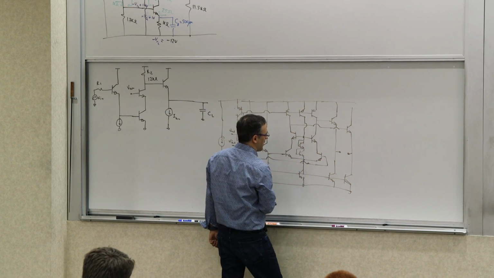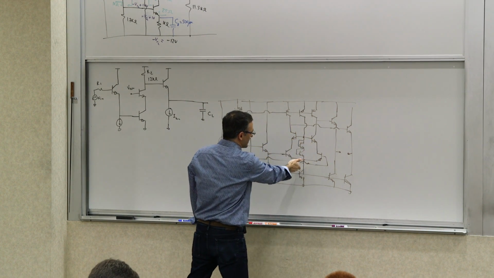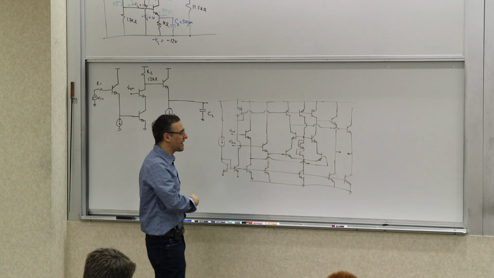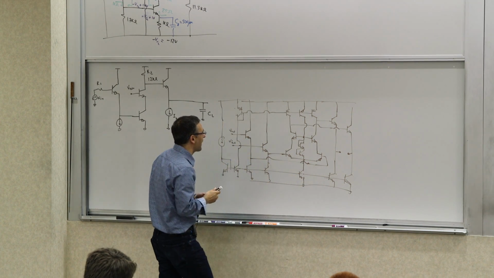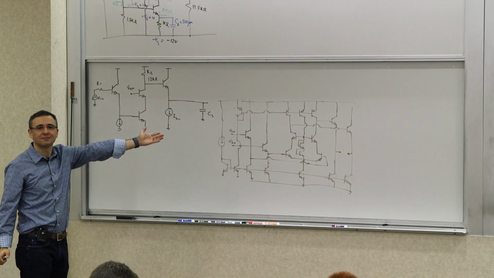Here, and of course, this needs to be scaled, so this current doesn't steal all of that current. It needs to be a smaller fraction of that current, and something like that. So that conceptual design in an IC becomes that.